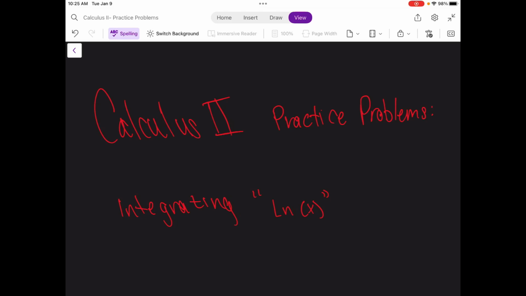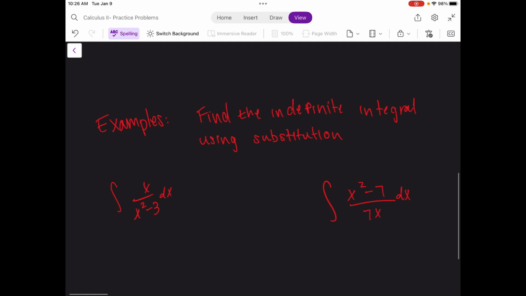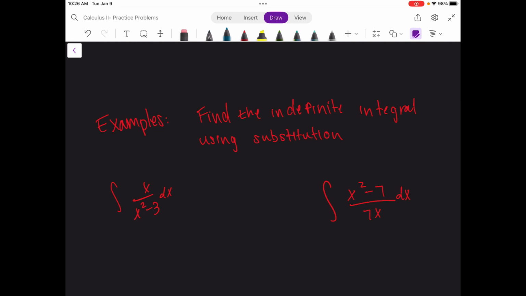Today we're going to be doing some more Calculus 2 practice problems, focusing on integrating the natural log function. So first we're going to be looking at finding the indefinite integral using u substitution. I made a whole video on u substitution, but these examples in particular are going to integrate to the natural log function. So remember, we always start by finding the inside composite function.